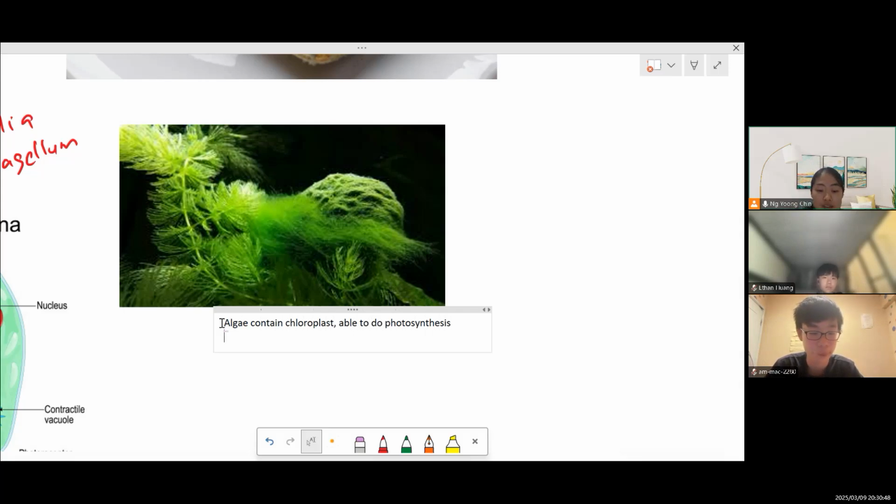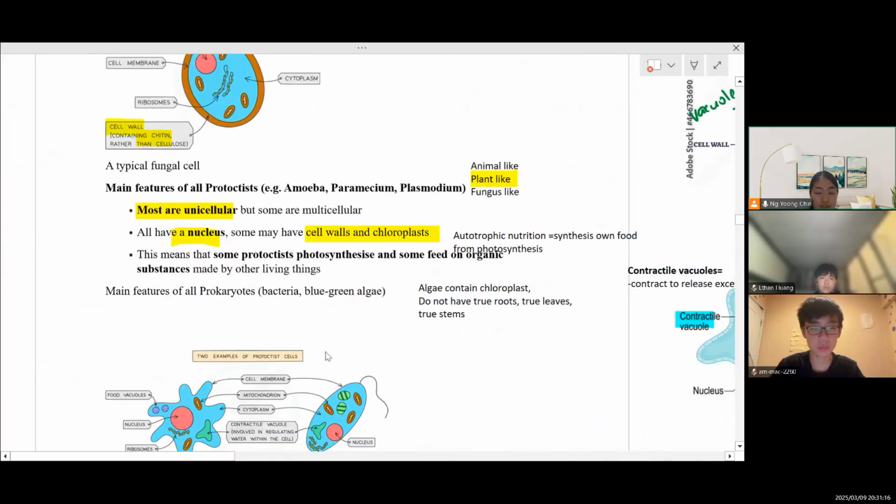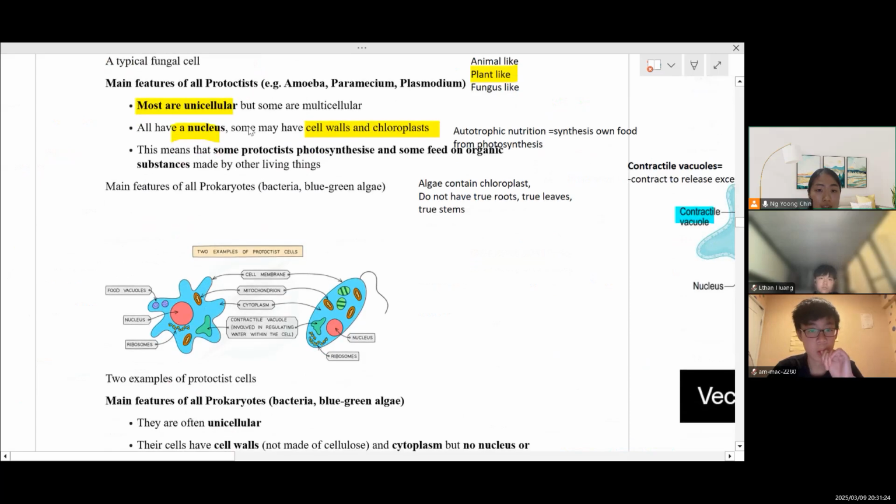However, algae do not contain actual roots, stem, and leaf, just like an actual plant. So that means algae only contain some characteristics of the plant, but they are not an actual plant at all. So algae are classified under protists. You can see blue-green algae, they are all classified under the protists.